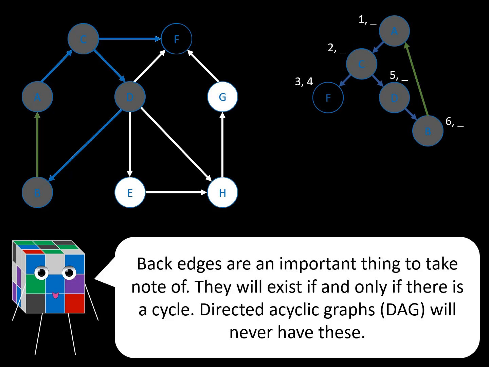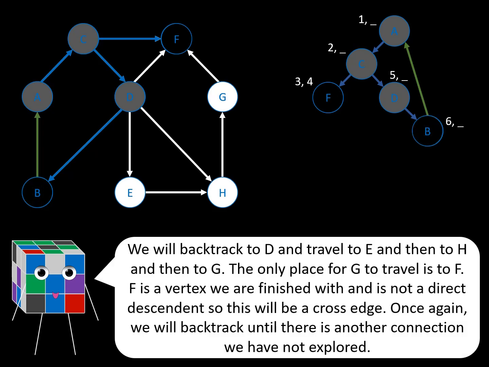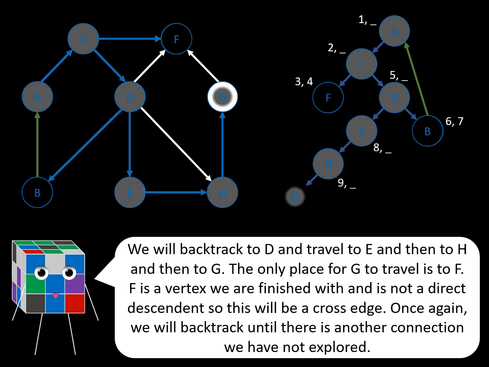Backedges are an important thing to take note of. They will exist if and only if there is a cycle. Directed acyclic graphs, DAG, will never have these. We will backtrack to D and travel to E, and then to H, and then to G.